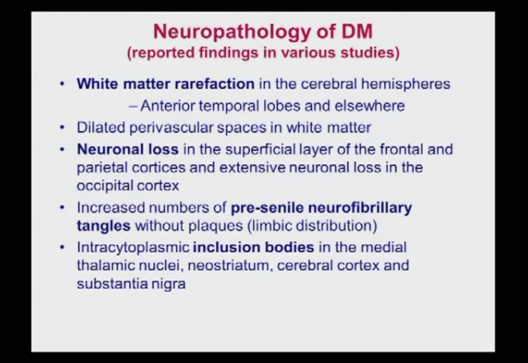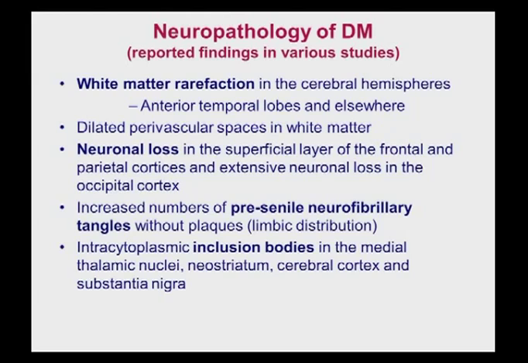One paper showed neuronal loss in the superficial layer of the frontal and parietal cortex with extensive neuronal loss in the occipital cortex. I have never seen that in any of our cases. Occasionally you'll see some cortical gliosis, but most of the time it's very hard to tell a patient with myotonic dystrophy from a patient who has nothing at all. And to me, that's kind of a guideline: if you can take a tray of slides from one patient, a tray of slides from another patient, and pick out the disease, then you've got something. If you can't, then you don't have something.